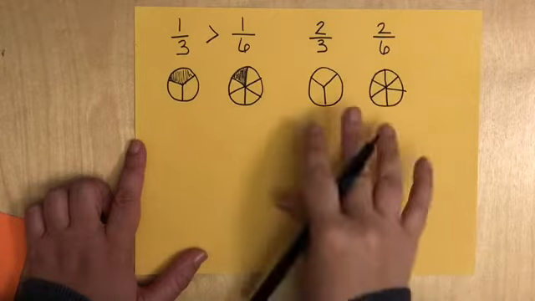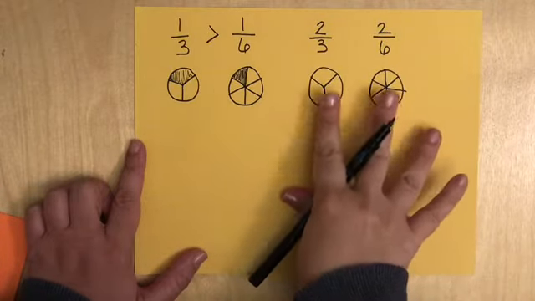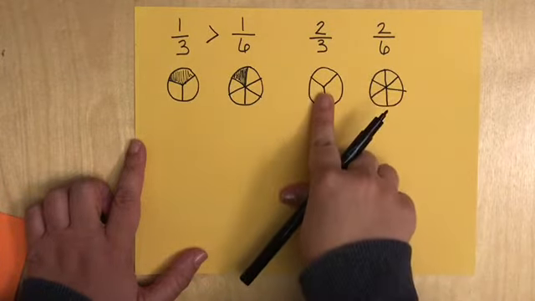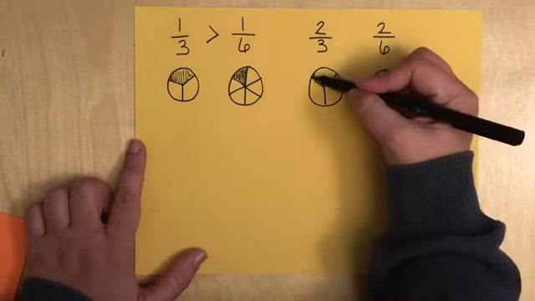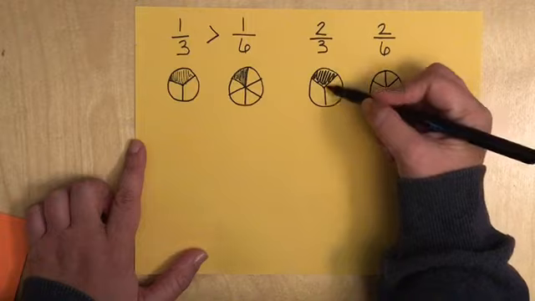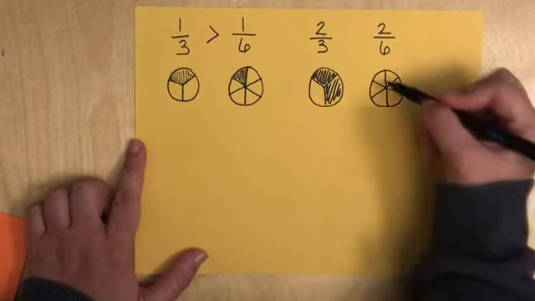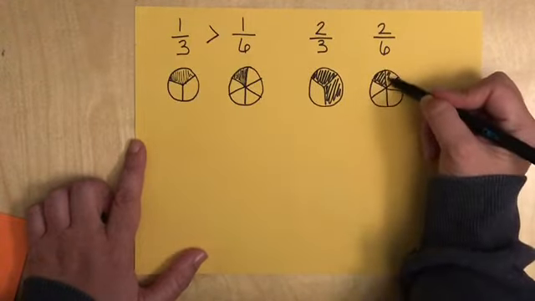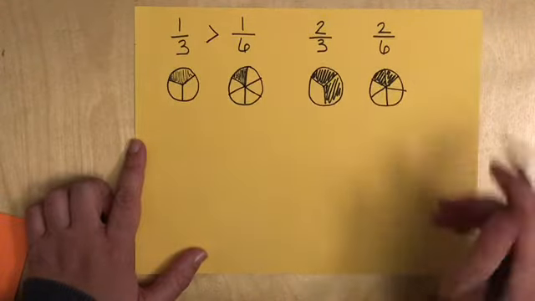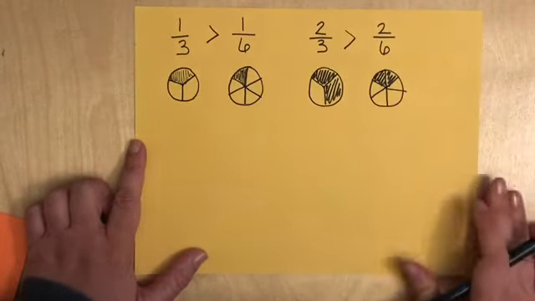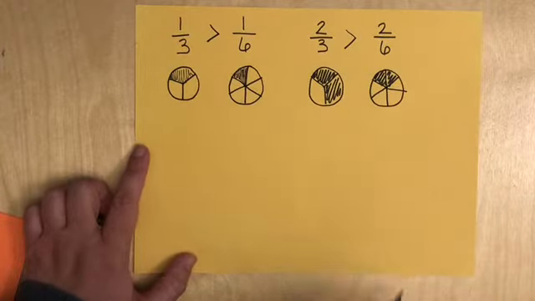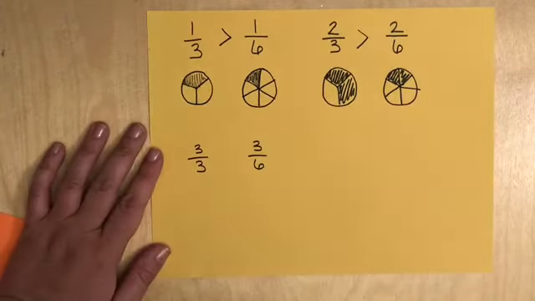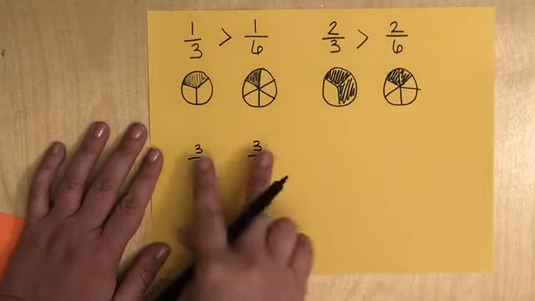All right, so I drew my two wholes that were the same size so that I start with the same amount. And then I cut this one into thirds and this one into sixths. And so now 2/3 is going to be 1/3, 2/3, and then 2/6 is going to be 1/6, 2/6. Wow, so 2/3 is much greater than 2/6. All right, let's try another one. This time we have 3/3 and 3/6. Which one is greater? The numerators are the same.